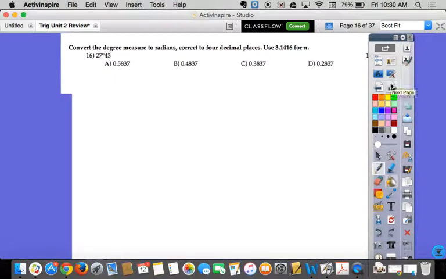Okay. Here we go. It says convert the degree measure to radians. Convert to 4 decimal places. Now this, watch out. You need to change it to decimal degrees first. So first things first, type 27 plus 43 divided by 60. So I've got 27.71666. Okay, that's what's in there. Leave it in your lovely little calculator.